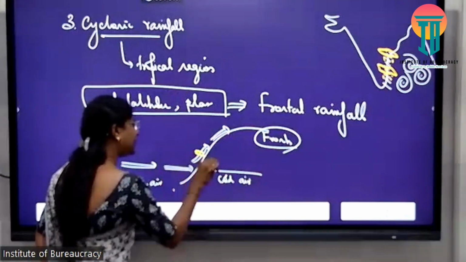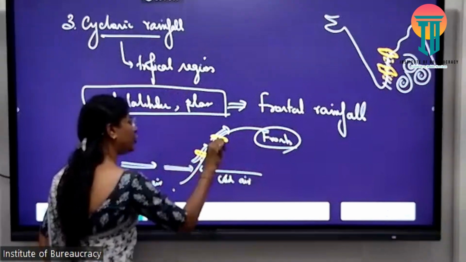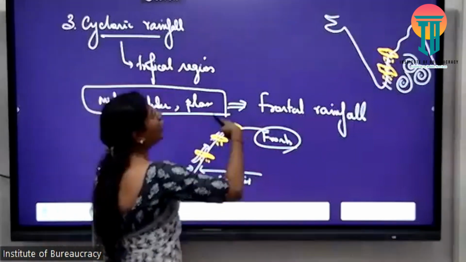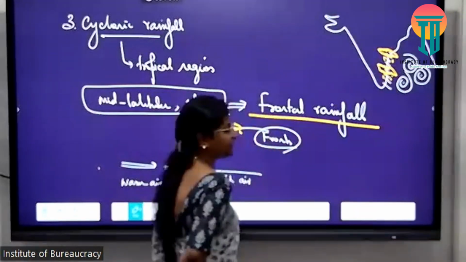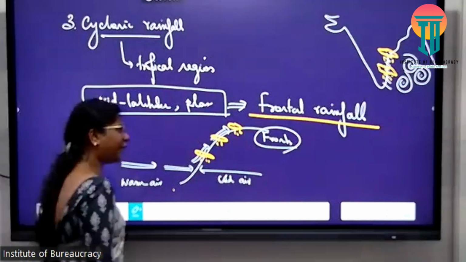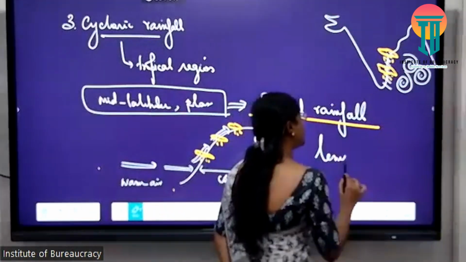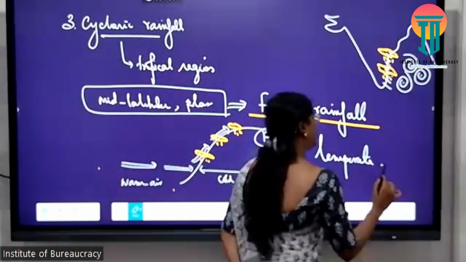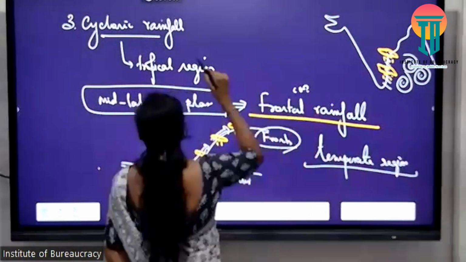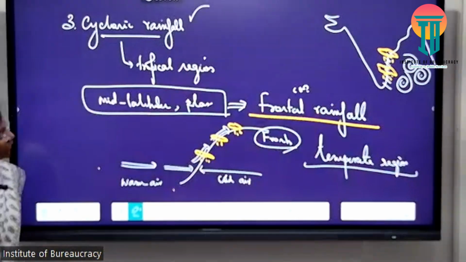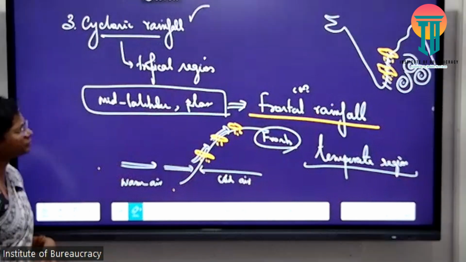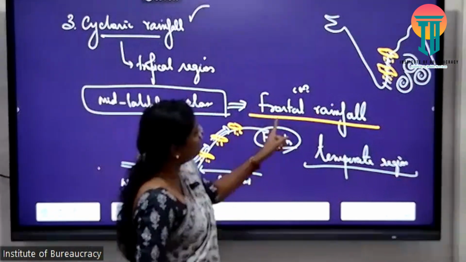Warm air ascent would result in the formation of clouds, condensation, and thereby precipitation. So rainfall along the fronts is known as frontal rainfall, and it is a phenomenon of the mid-latitude or temperate region, closely associated with temperate cyclones. So, frontal rainfall or cyclonic rainfall. Tropical cyclonic conditions in the tropical region are known as cyclones. Very simple.